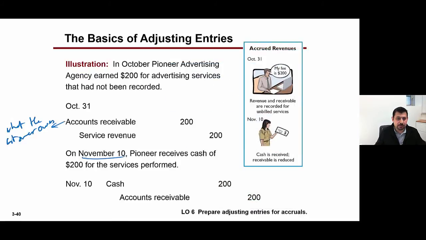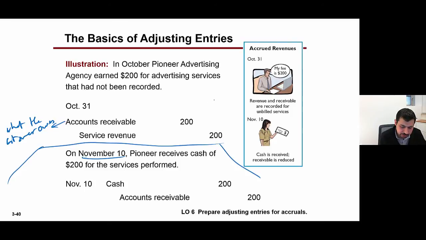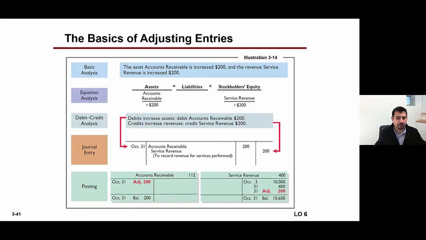Here we're talking about the first transaction. The later one is simply to explain what happens afterwards, but the first is the one that we are concerned with as far as the adjustment. This is the adjusting entry, and this is the one that we have entered here.